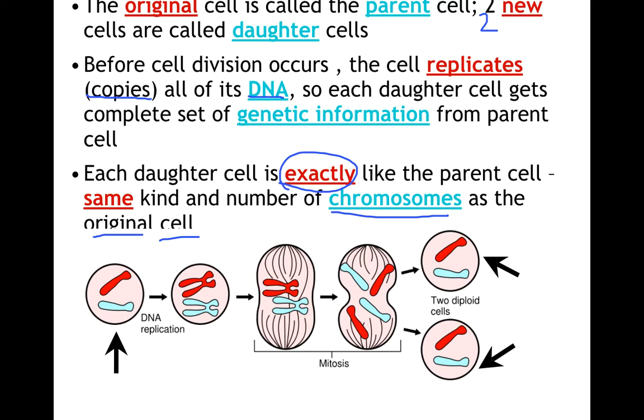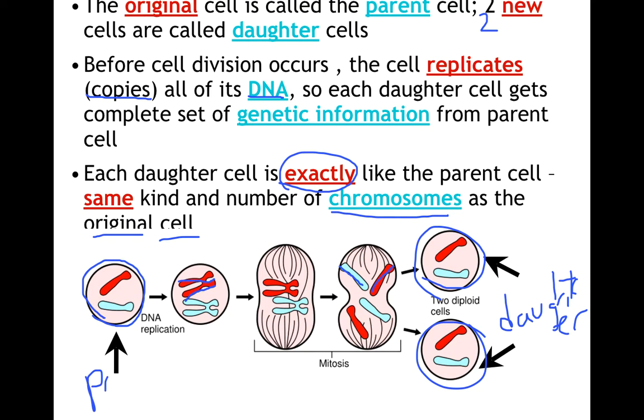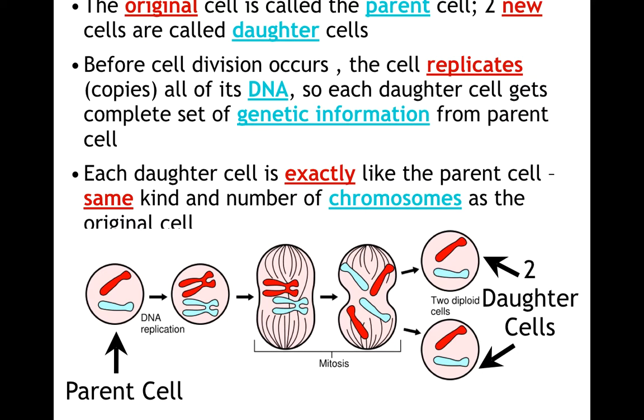So here we can see our cell, and the DNA starts to replicate, so then you kind of get 2 of these. And then each one of these gets pulled to its side, and so we're left with two daughter cells. These are the daughters. And this is the parent cell. And you can see they look identical. So parent cell and the two daughter cells.